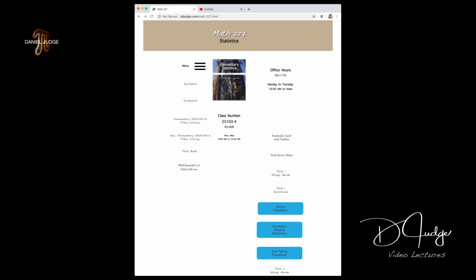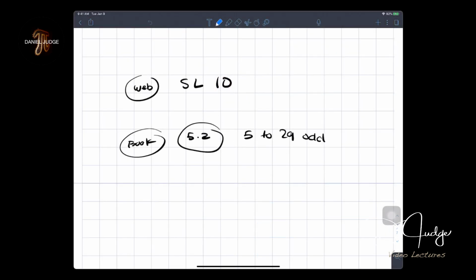All right. And then if memory serves, let's go back. We were talking about the binomial probability distribution, right? So let's see where we're at here. Okay, let's go to the iPad. So we have this web, Statistics Lecture 10, the book 5.2, 5 to 29 odd. We had assigned these things already.